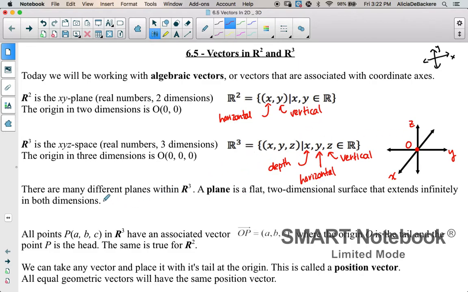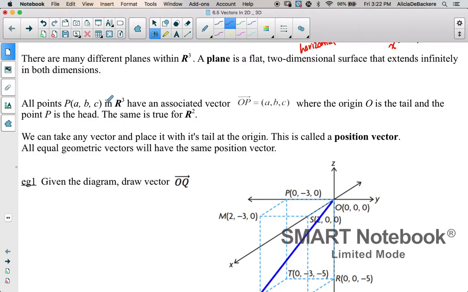All right, there are many different planes in R3 or 3 space. In 2 space, there's only one plane, and it is the plane that's created by these 2 axes. A plane is a flat 2-dimensional surface that extends infinitely in both dimensions. So I want you to imagine like a sheet of cardboard or a sheet of paper laid on top of these 2 axes, but that sheet of paper is never ending. It just keeps going in all the different directions. That would be a plane, and sometimes we call this the Cartesian plane because it's just the X and the Y. In 3 space, however, there are many different planes. We can imagine them lying in many different directions.